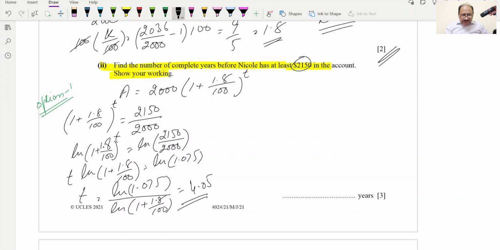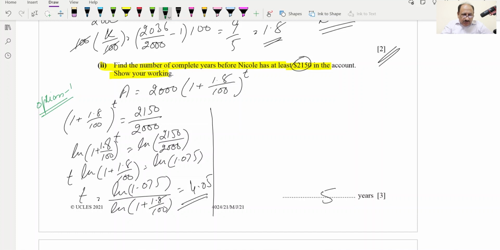So complete years will be 5, because it is a little more than 4, so we can round it to 5 years. So this is option 1 which we have solved. Because I'm using log in this, maybe some of you will not be comfortable with log, so I can give you the other option also.